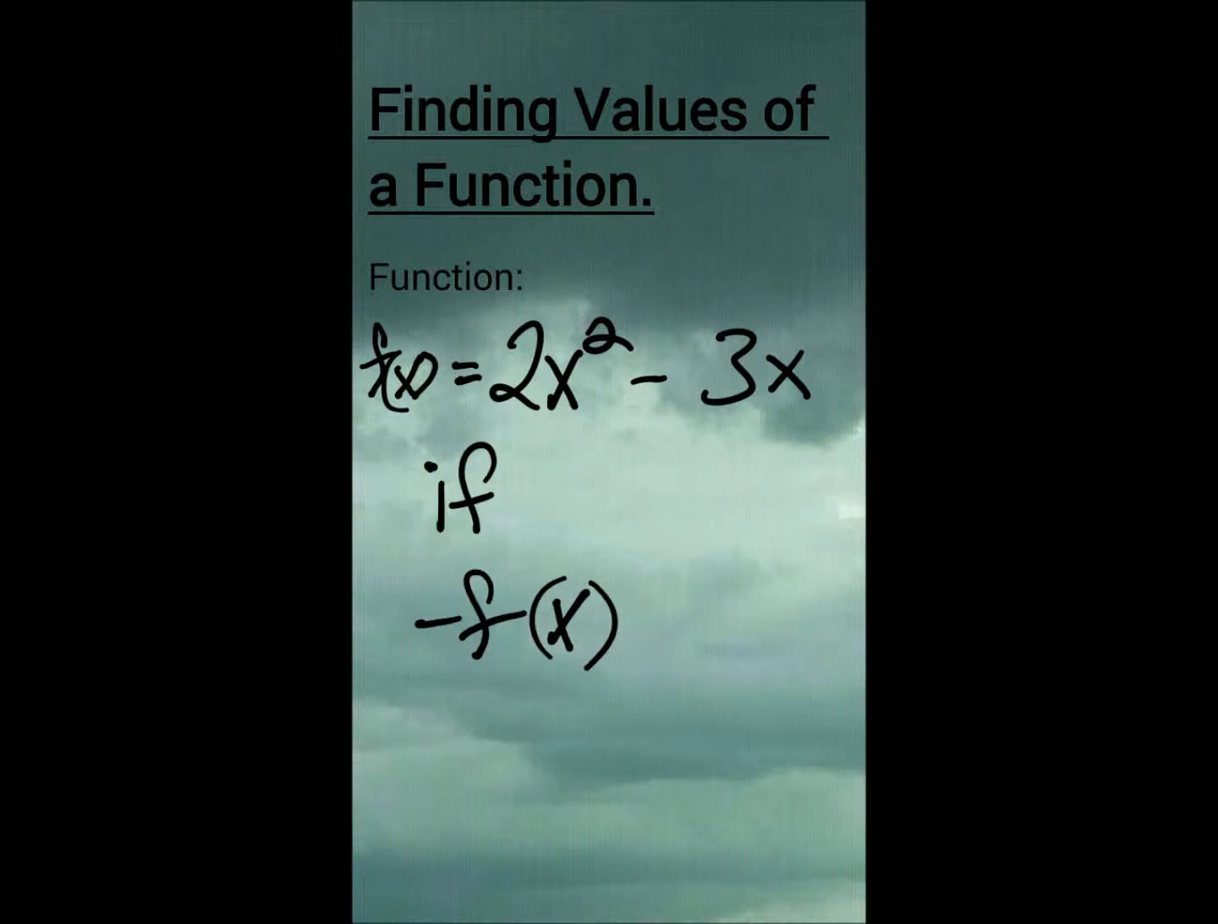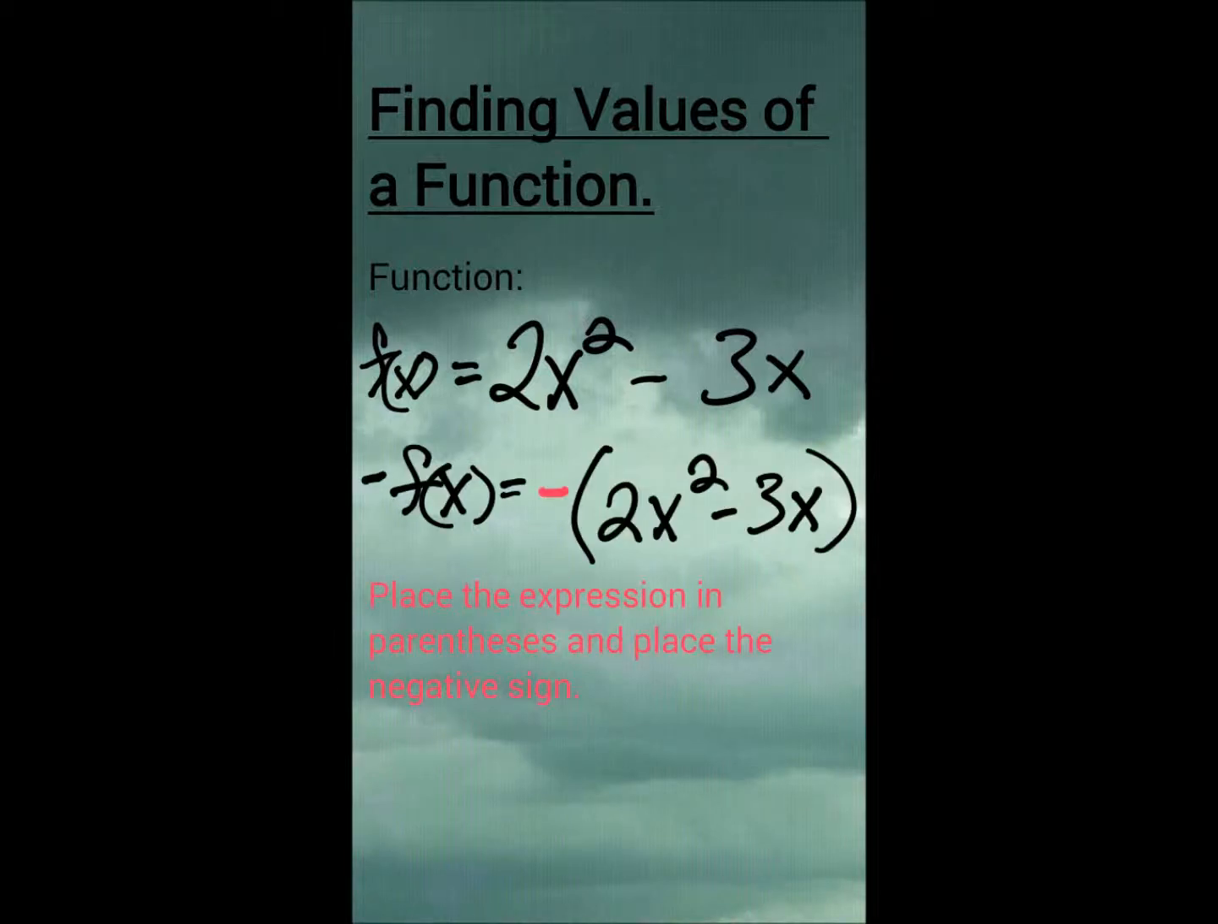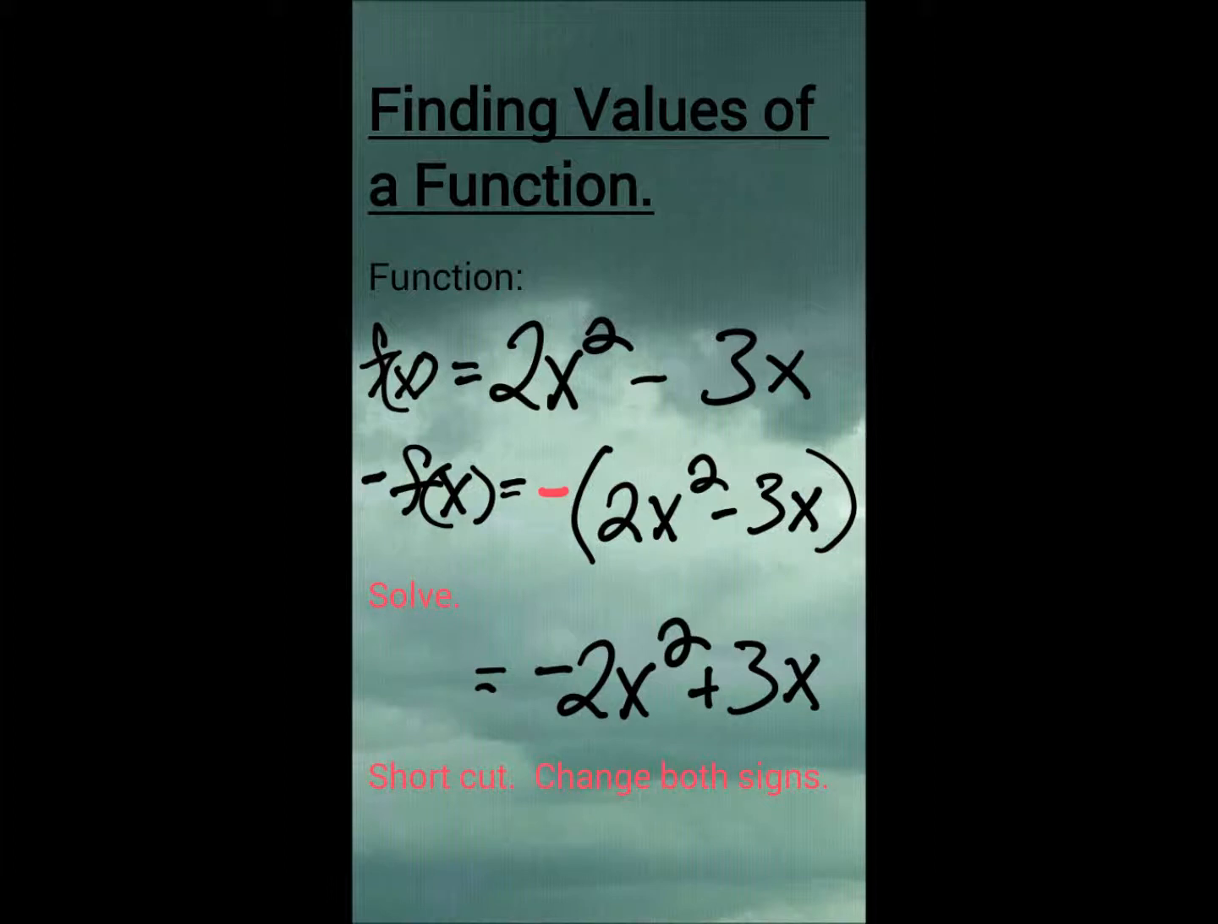Let's try a negative f of x. Here we get negative of 2x squared minus 3x. And we get negative 2x squared plus 3x. A shortcut would be to change both signs.